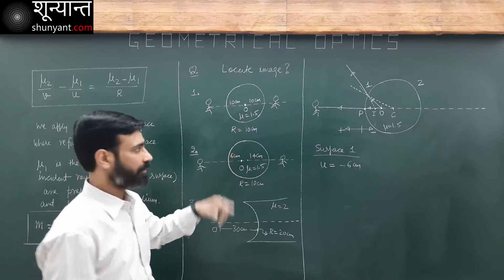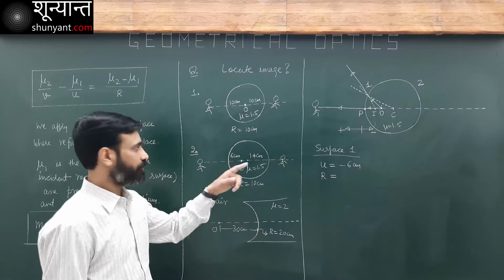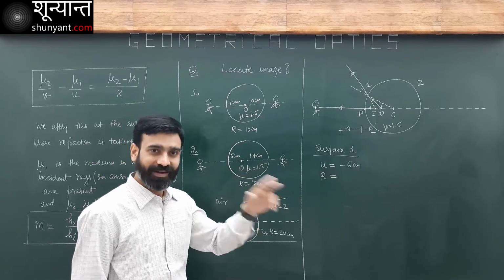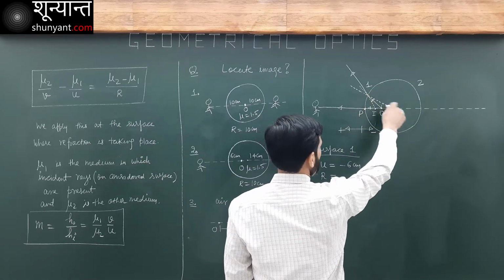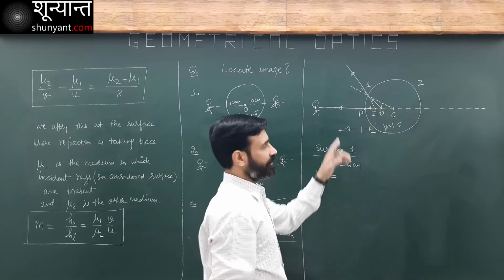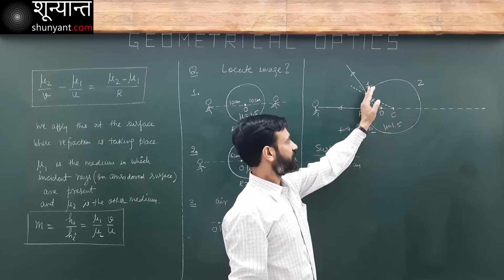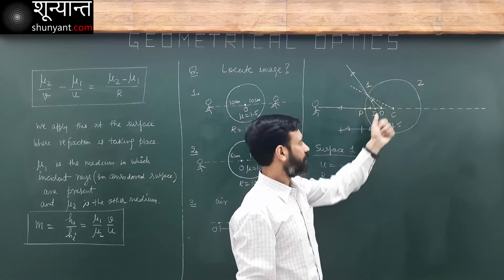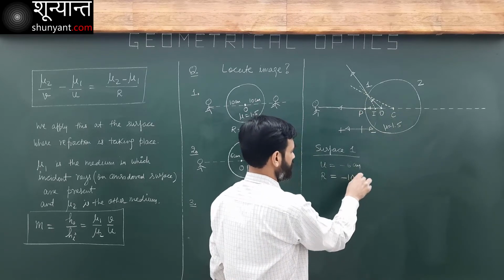What is the radius? Radius for this surface, plus 10 centimeter or minus 10? For this surface, the center is here, to the right of this surface. That means the radius is towards the right, and towards right it is negative. So the radius is going to be equal to minus 10 centimeter.